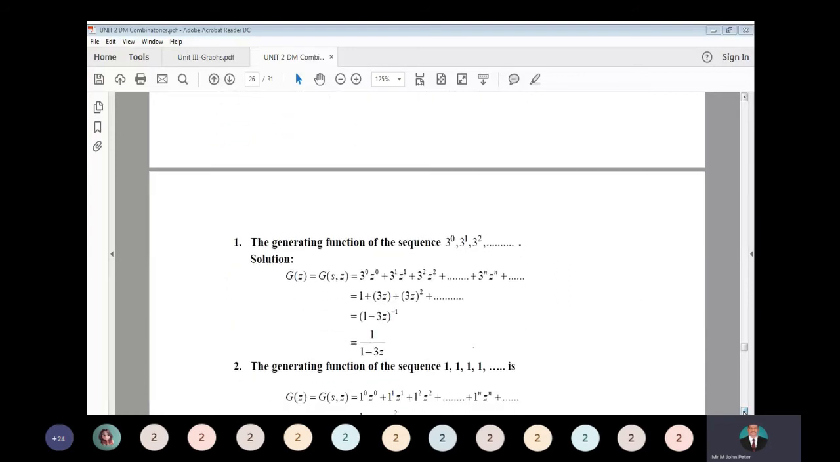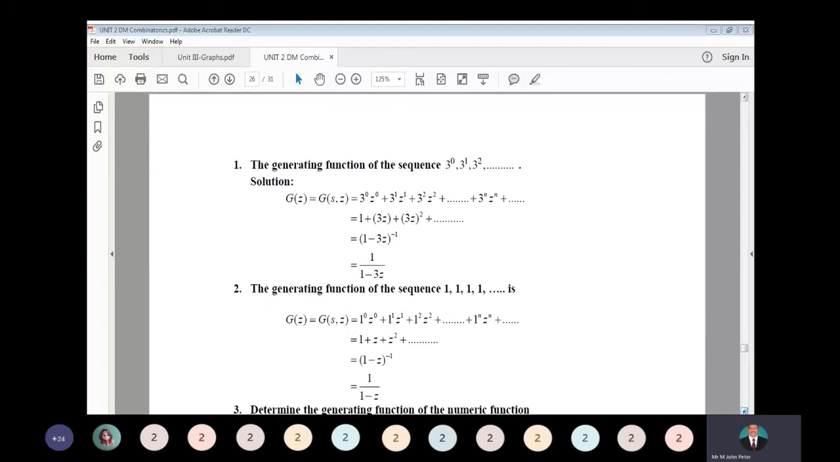The generating function of the sequence 3^0, 3^1, 3^2 and so on, with the variable z, is g(S, z) = 3^0 z^0 + 3^1 z^1 + 3^2 z^2 and so on, 3^n z^n. Anything power 0 is 1. So 1 + 3z + 3²z² + and so on. That is in the form of a binomial series, 1 + x + x² + x³ and so on, which is nothing but (1 − x)^(−1). You can rearrange it as 1 divided by 1 − 3z.